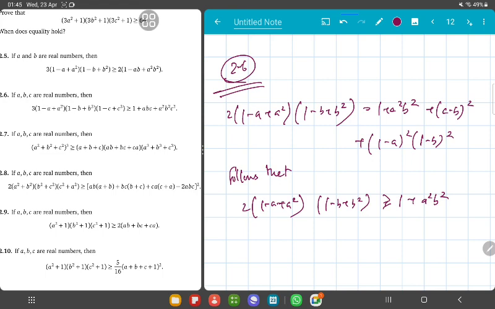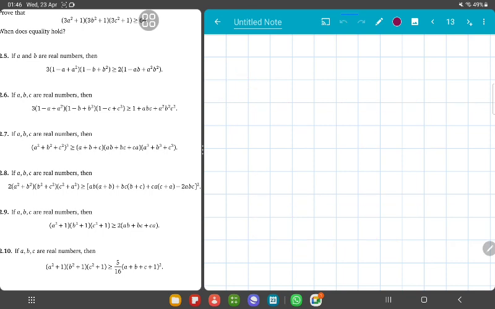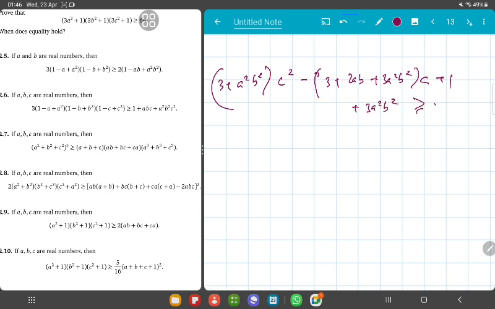This is enough to prove that thrice (1 plus a square b square)(1 minus c plus c square) is greater than twice (1 plus abc) plus a square b square c square. So this inequality is equivalent to thrice a square b square c square minus thrice plus 2ab, 3a square b square c plus 1 plus 3a square b square, greater than or equal to 0.